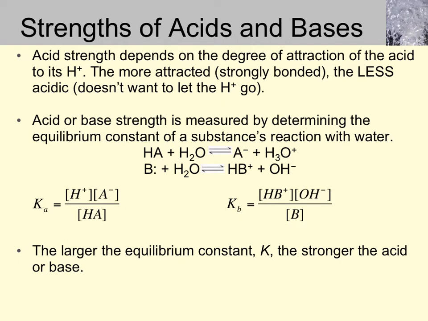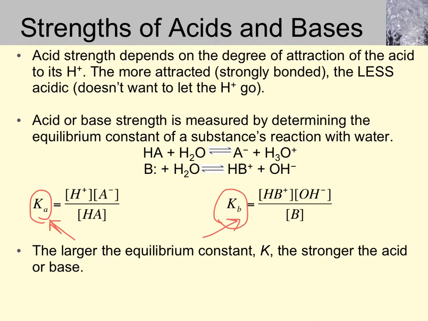How do we quantify the strength of an acid or a base? We don't do it with pH because pH tells us about concentration, but it really doesn't tell us about the inherent strength of the acid or base. So what we use to tell us about the strength is the equilibrium constant. We call them Ka for acids and Kb for bases.